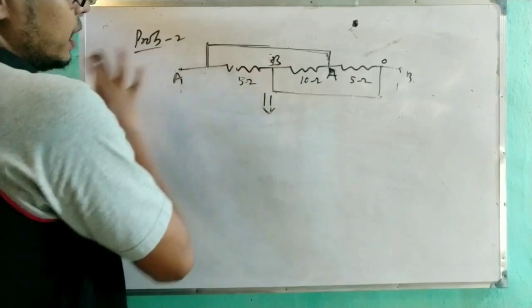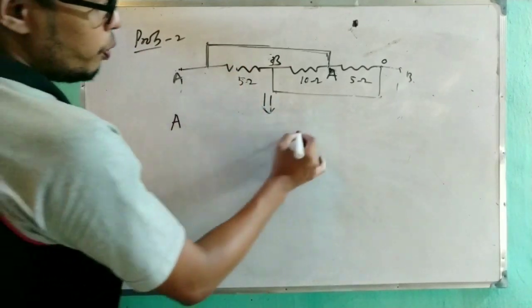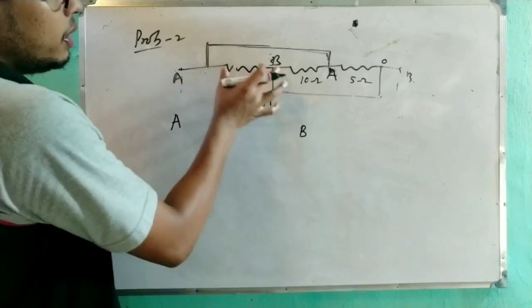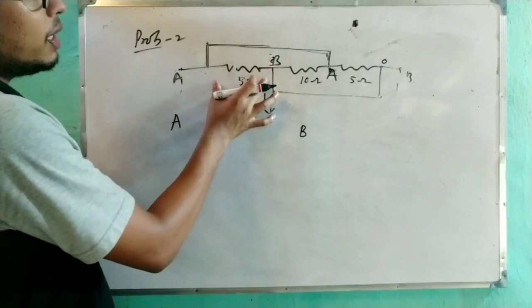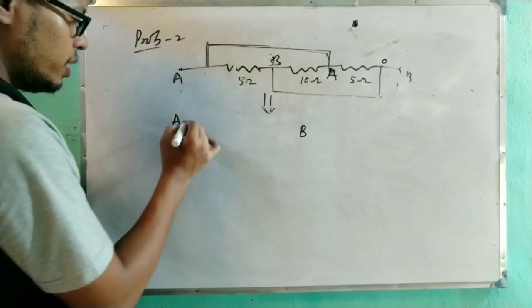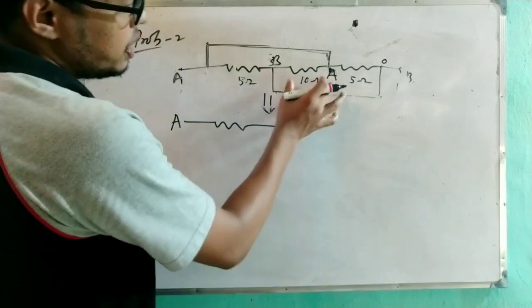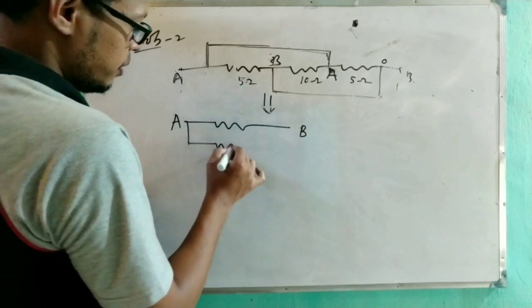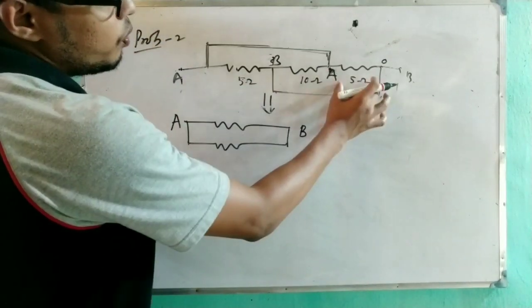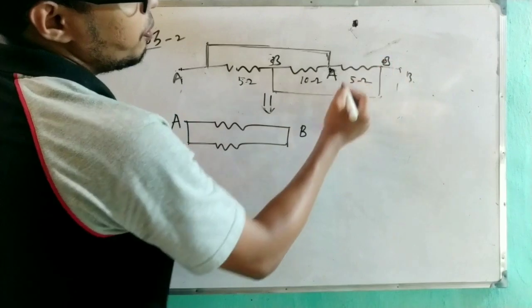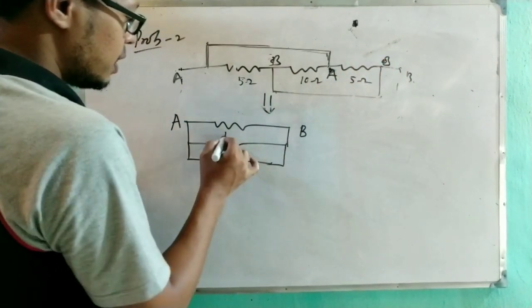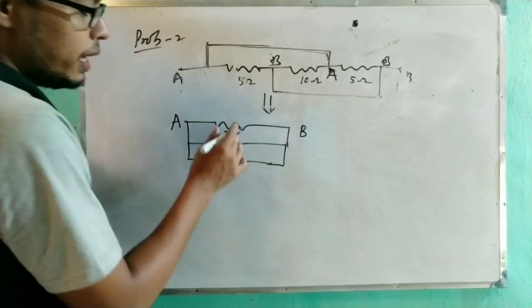Now see, here only 2 points we are getting, which is A and which is B. This 5 ohm resistor is connected in between B and A. Okay. This 10 ohm resistance is connected in between A and B. Okay. This 5 ohm is also connected in between. This is also B point, in between A and B. So see, all the resistances are connected in between A and B.